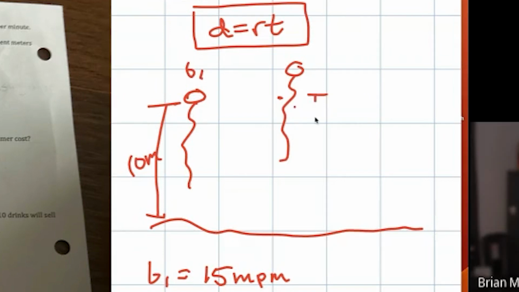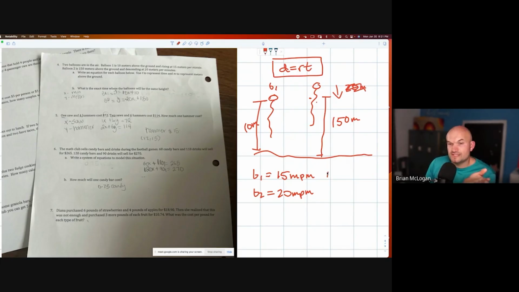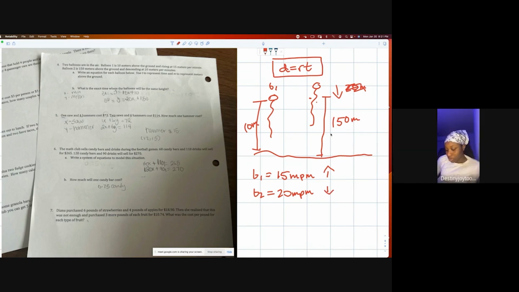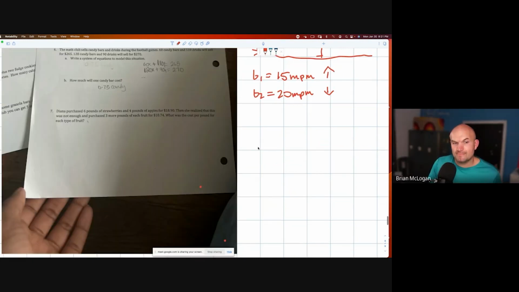Okay, and I'm just going to say that is 150 meters. And that's descending at 20 meters per minute. So that's actually going down at 20 meters per minute. Okay, so it's important though. This is going up and this is going down. Agreed? Okay.